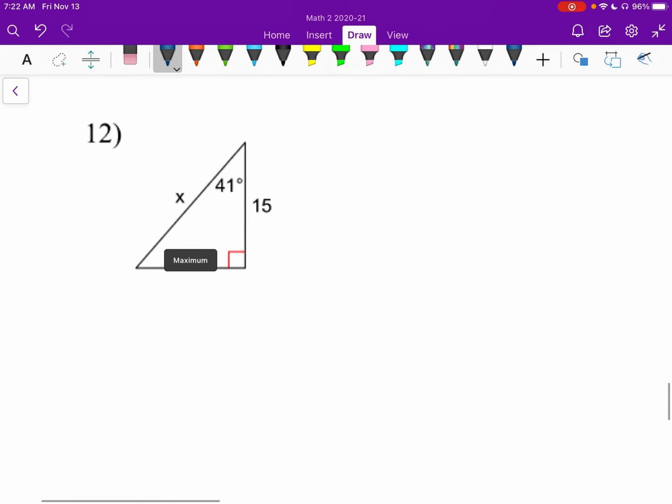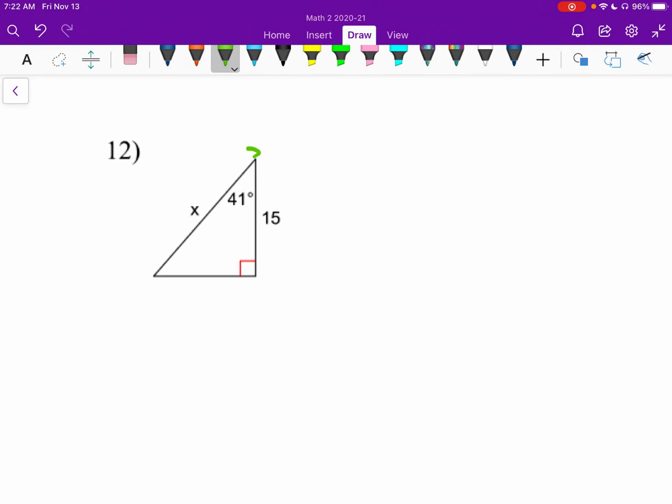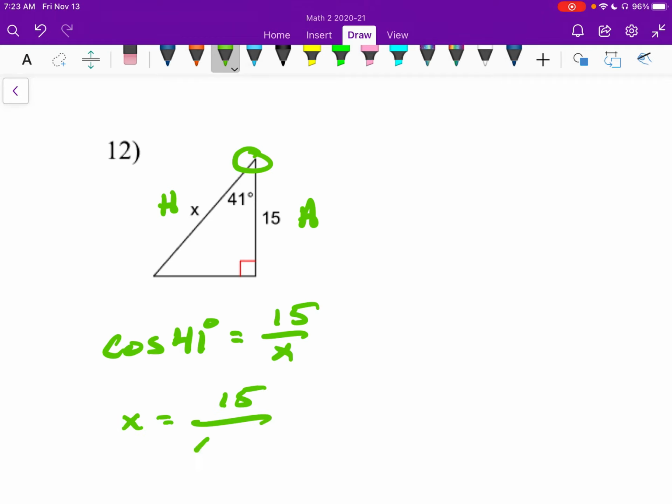All right, last ones. Here's our angle, here's our hypotenuse, here's our adjacent. So I'm going to say cosine of 41 degrees equals 15 over x. So x is 15 over cosine 41, and 15 divided by cosine 41 is 19.8. Oh, I guess it's 19.9.